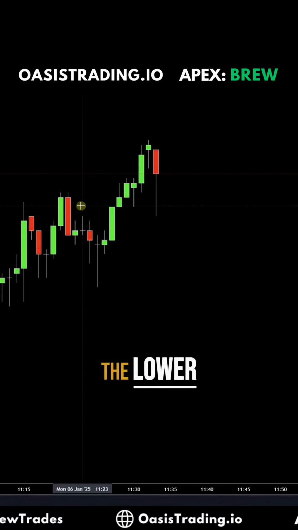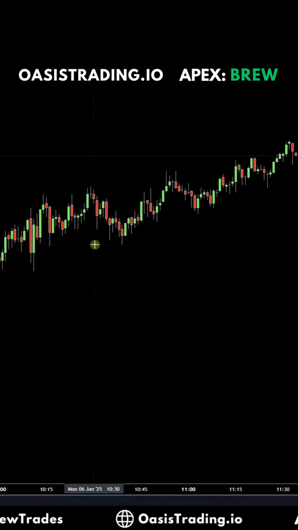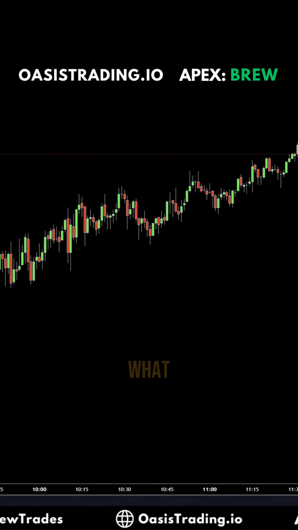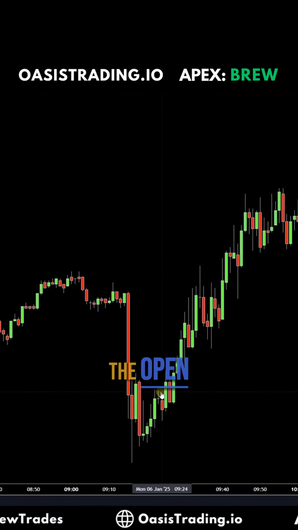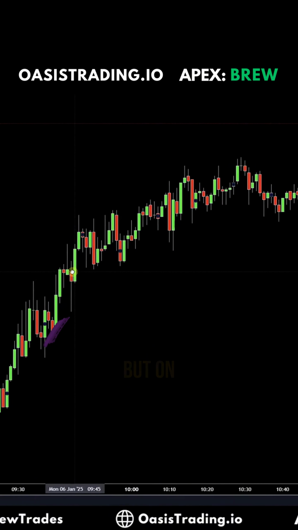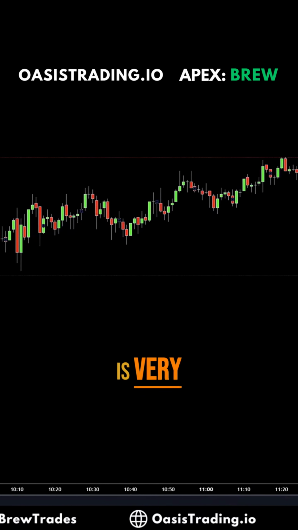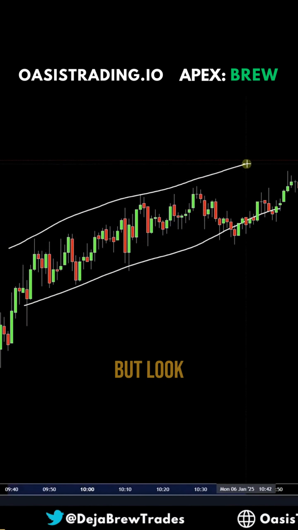So if we go down to the lower time frame, typically what happens if that open is being protected is a vertical distribution. And this is exactly what a vertical distribution looks like. You have the open, you start to trend up, but on the lower time frames, like the 1 minute, the 5 minute, it is very sloppy. It's very choppy.